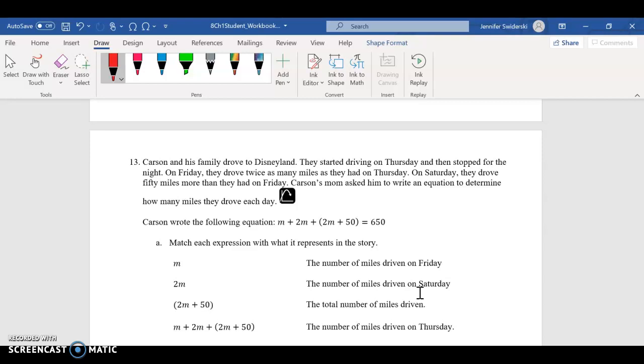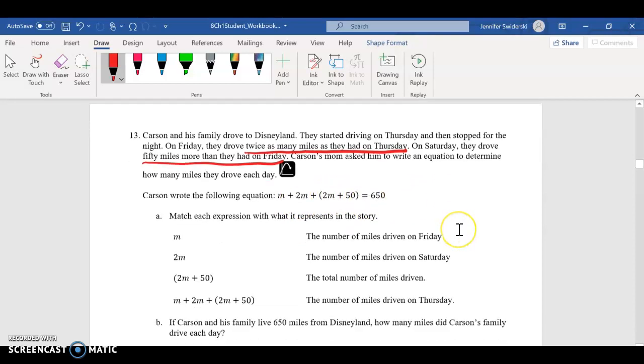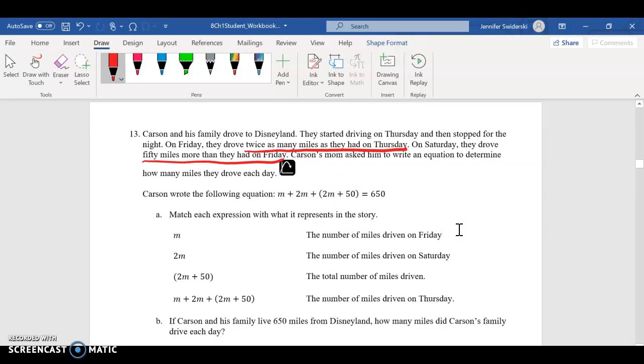It said Carson and his family drove to Disneyland. They started driving on Thursday, then stopped for the night. On Friday, they drove twice as many miles as they did on Thursday. On Saturday, they drove 50 more miles than they did on Friday. Carson's mom asked him to write an equation to determine how many miles they drove each day. So it says Carson wrote the following equation: m plus 2m plus 2m plus 50 equals 650. Match each expression with what it represents in the story.